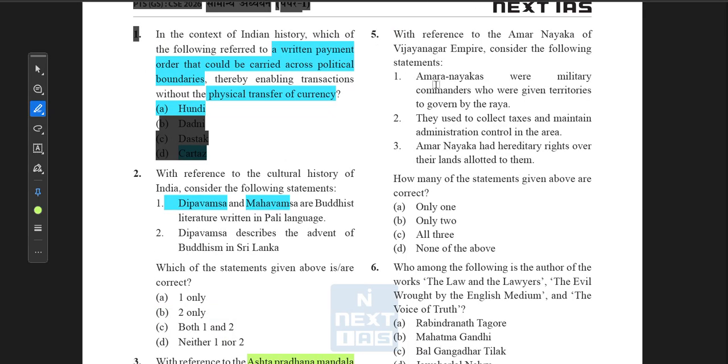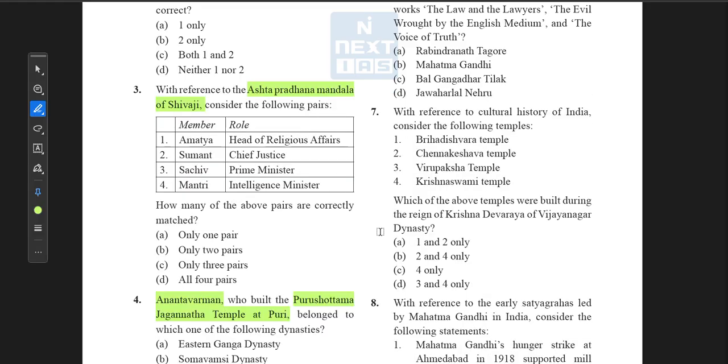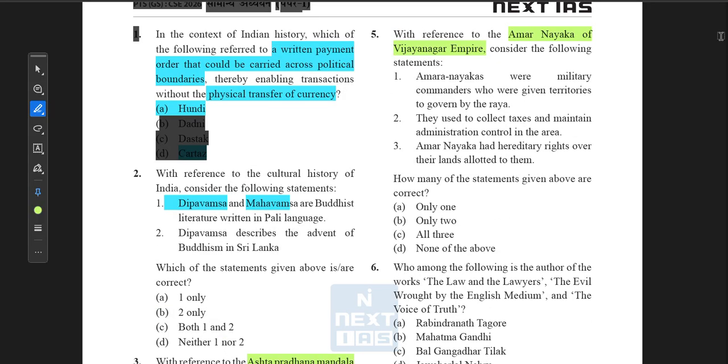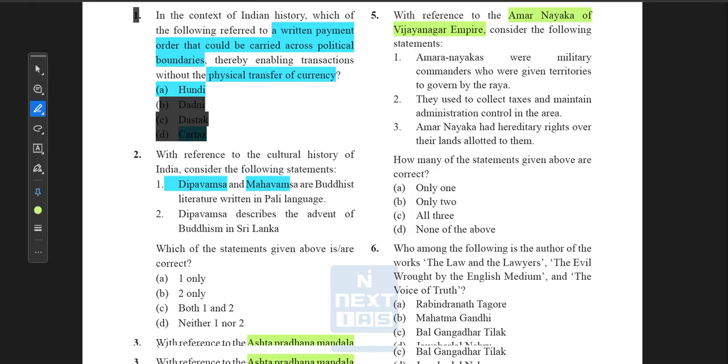Now let's go to the next question, which is question number 5. With reference to Amar Nayakas of the Vijayanagar Empire, consider the following statements. Amar Nayakas were military commanders who were given territories to govern. I don't know Amar Nayaka, so we'll leave this question. Now question number 6. Let us see question number 6.